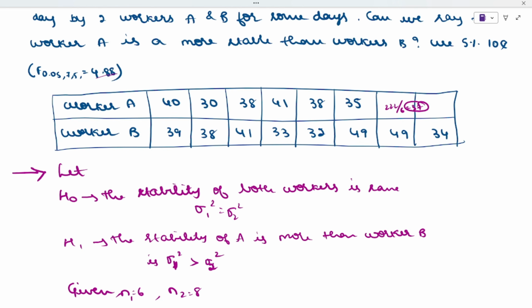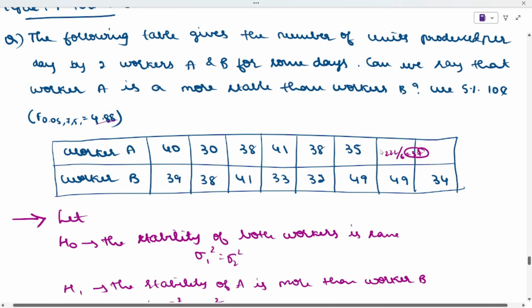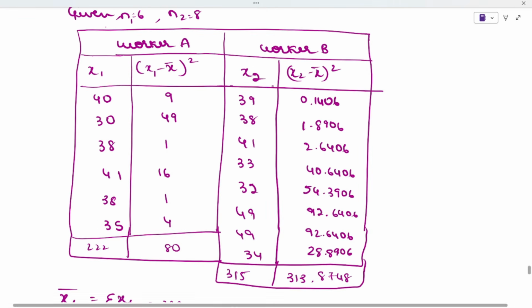This is the mu, that is x bar value. You just substitute, that is 40 minus 37 will give you what, 3. 3 square is what, 9. I hope you got how to do this. I'll erase it in the question also so that you will not get confused. The same way you will do for worker B also.